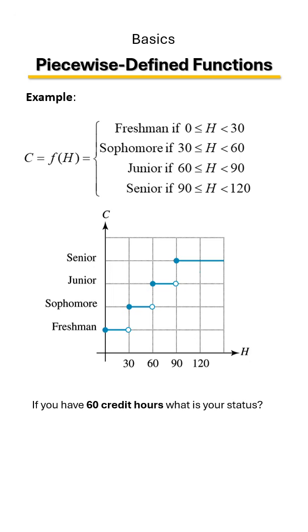So if you have 60 credit hours, what is your status? Well, we look at where it includes 60. If we look at the pieces of the equations here, it includes 60 right there, when you are a junior. Notice it does not include it as a sophomore.